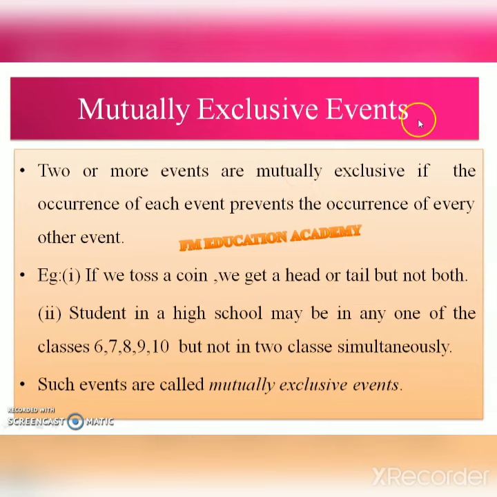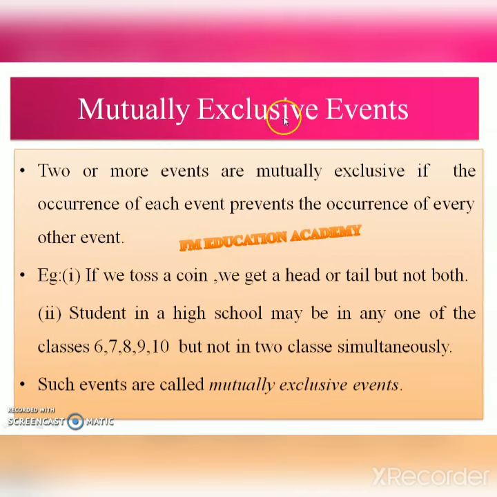What are mutually exclusive events? 2 or more events are mutually exclusive if the occurrence of each event prevents the occurrence of every other event. For example, we are tossing a coin, right? We will get head. We will not get tail. That is, since we are getting head, we are not getting tail. When head is not allowing tail to come, that event is called a mutually exclusive event. Let us take one more example. A student in a high school may be in any one of the classes 6, 7, 8, 9, 10. That student cannot sit in both classes simultaneously. He cannot study in 6 and 7 together, right? He should be either in 6 or in 7. So we can say that it is mutually exclusive.